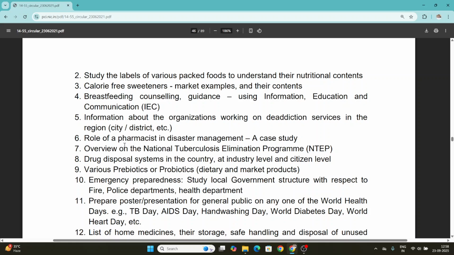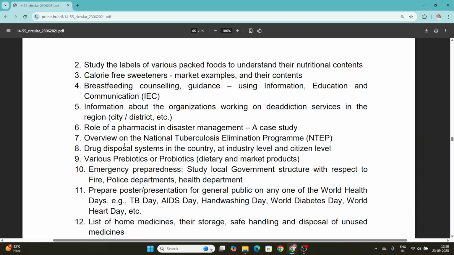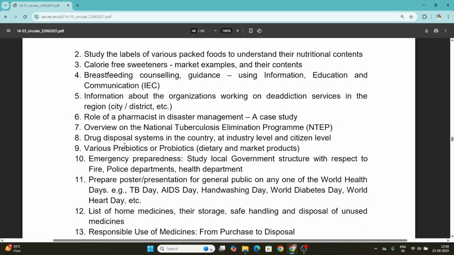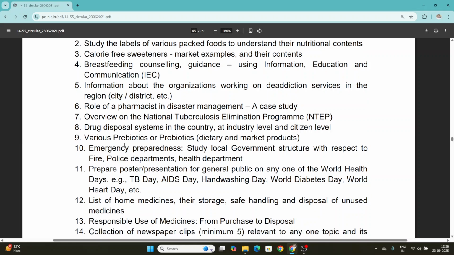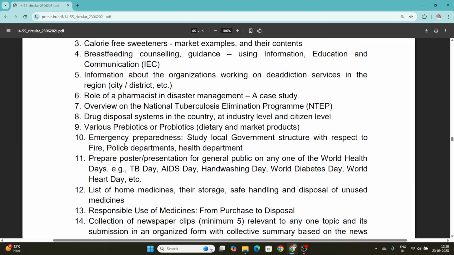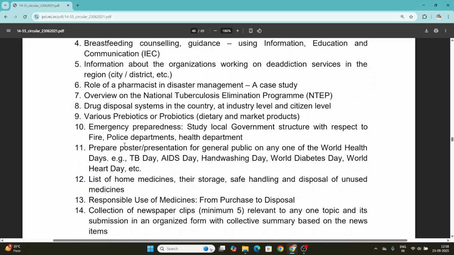Information about organ donation, working and donation services in the region, city, district, etc. Role of pharmacist in disaster management, a case study. Overview of the National Tuberculosis Elimination Program. Drug disposal system in the country at industry level and citizen level. Various prebiotic or probiotic dietary and market products. Emergency preparations, study local government structure with respect to fire, police department, health department.